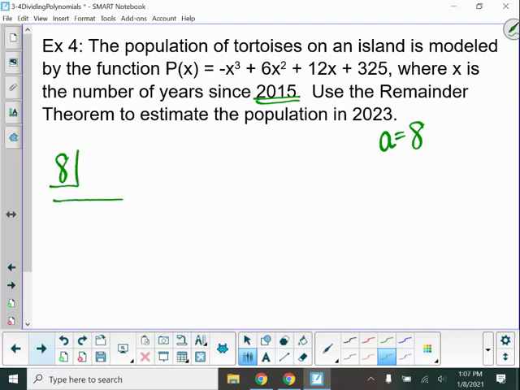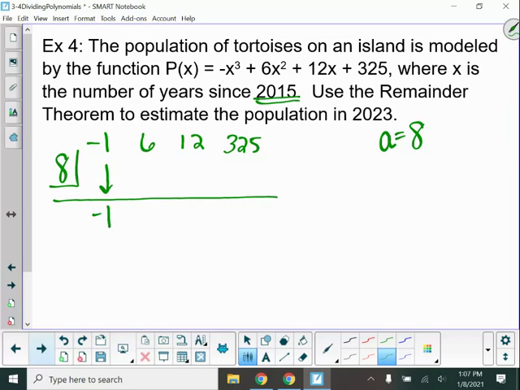So I'm going to set this up with synthetic division. Even when you're using the remainder theorem, you still have to put in zeros if you are missing any terms in sequence. This one is not missing any. So I have -1, 6, 12, 325.